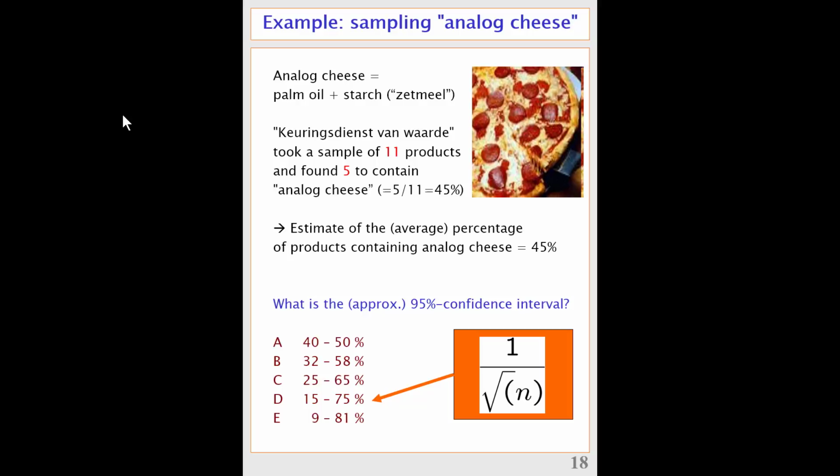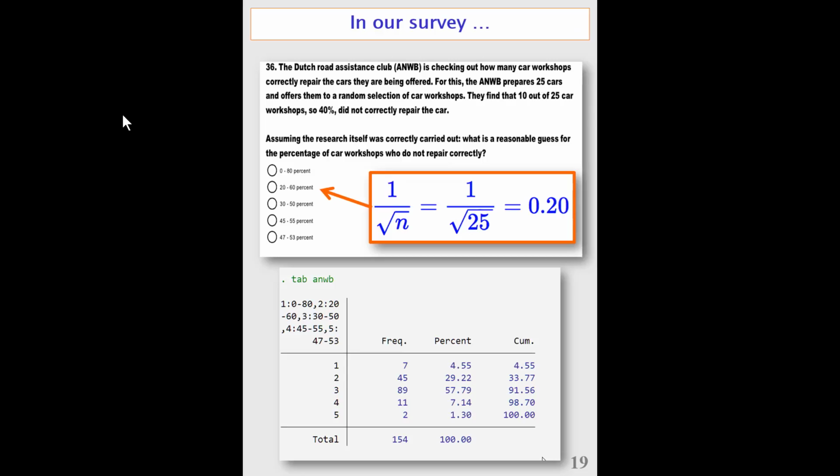So if you want to be really precise, you need quite a lot. You have to sample 10,000 products from a supermarket. Might not even be doable because perhaps there aren't so many. And we saw this same thing actually in the survey that I put online.